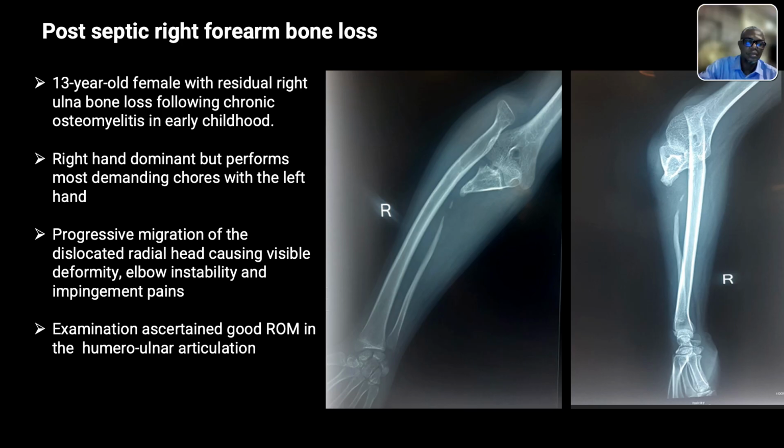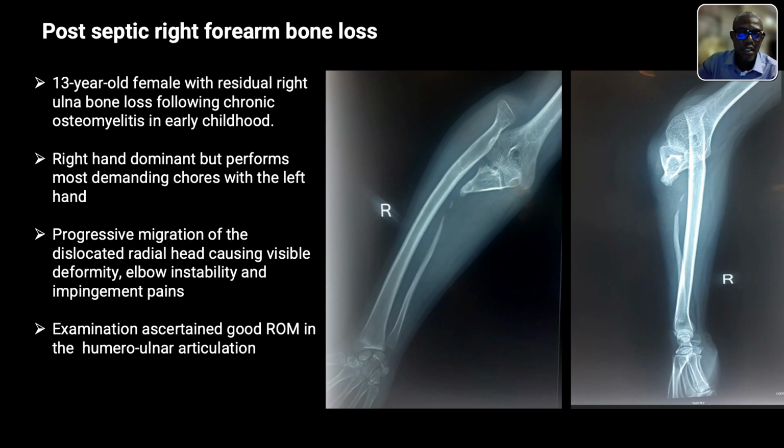Okay, yeah. So I'll be presenting a post-septic right forearm bone loss. My patient is a 13-year-old female with residual right ulnar bone loss following chronic osteomyelitis in early childhood. She's right-hand dominant, but performs most of the demanding chores with the left hand. There was progressive migration of the dislocated radial head that causes visible deformity, elbow instability, and constant impingement pains.